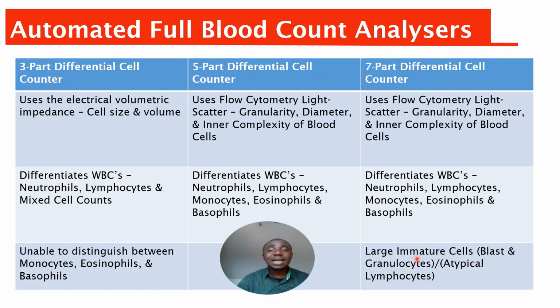So these 7 parts will show you both the immature granulocytes, and also blast cells or atypical lymphocytes, as the case may be. They are called 7 parts because, in addition to the 5 parts of the common differential white cell count, you can also get immature granulocytes and blast cells, or atypical lymphocytes, as the case may be. So that's why they are called 7 parts. I hope that makes sense.